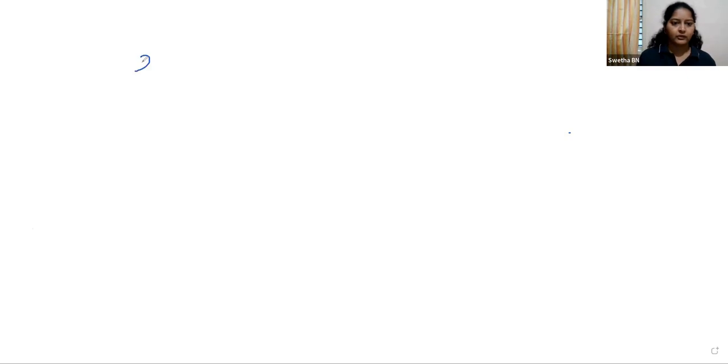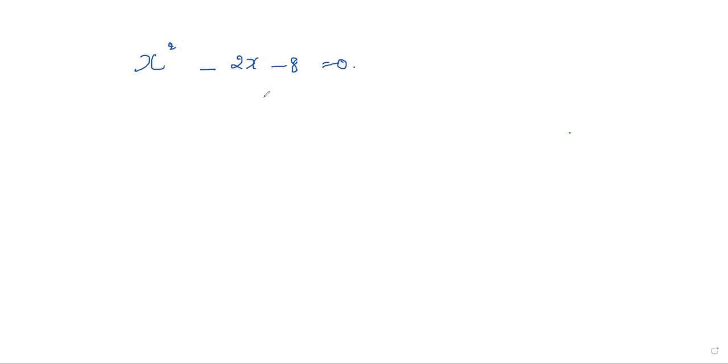First one. x square minus 2x minus 8 is equal to 0. So what type of polynomial is it? What is the degree of the variable here? Degree is? Quadratic. Yes, degree is 2. So it is a quadratic polynomial. Okay. Find the factors, the zeros of the polynomial.